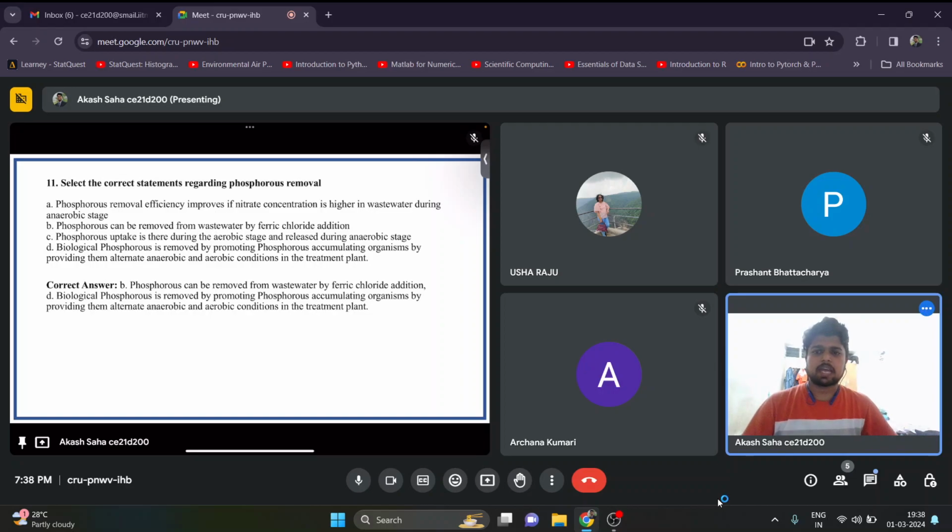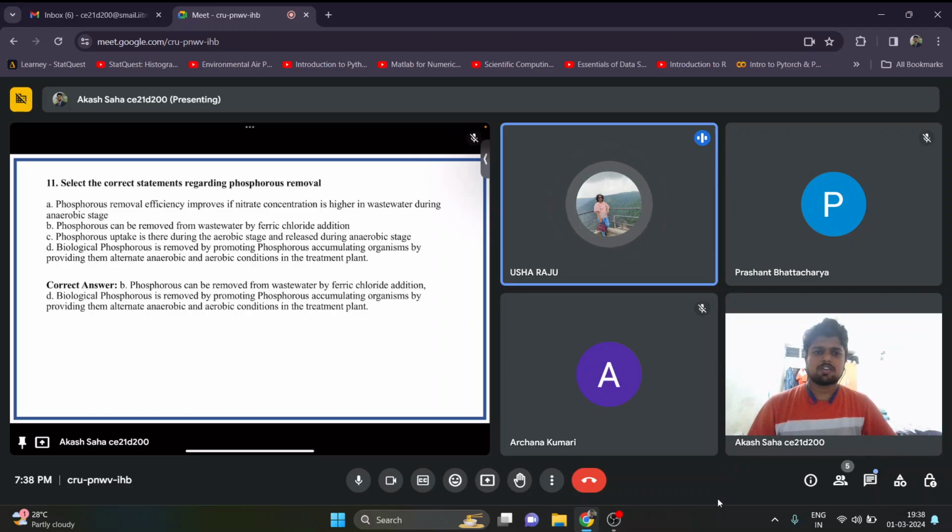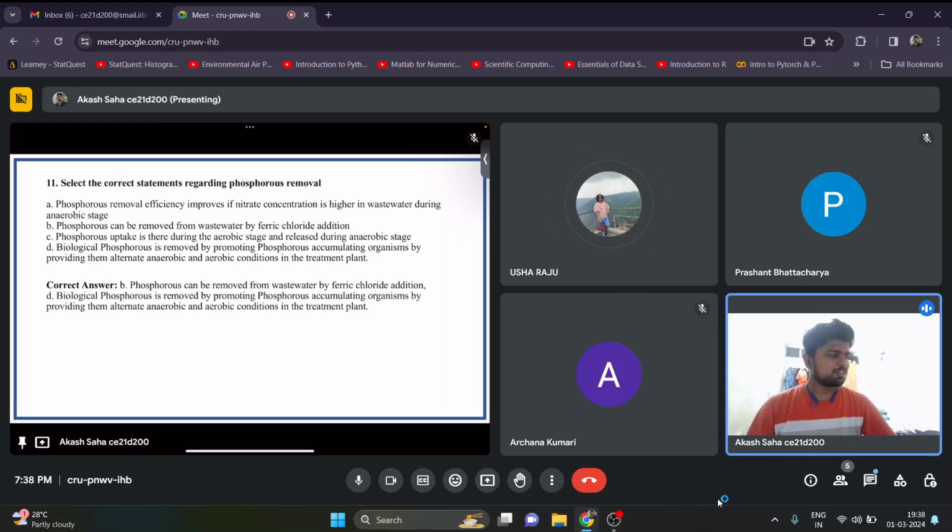The uptake happens in the anaerobic stage. If you see the polyhydroxybutyrate formation and all those things, the uptake will happen in the anaerobic stage. So option C is not correct. I think it is reversed. Please check it too. As per my knowledge, first anaerobic and then aerobic. Okay, please go through it.